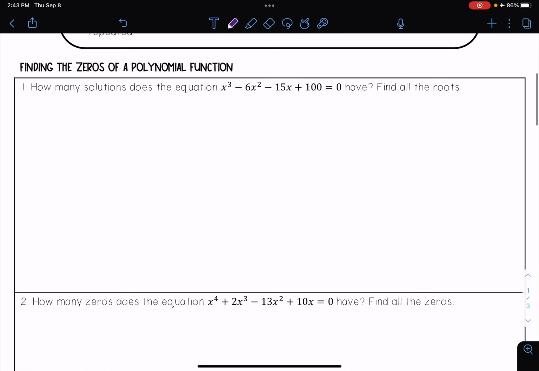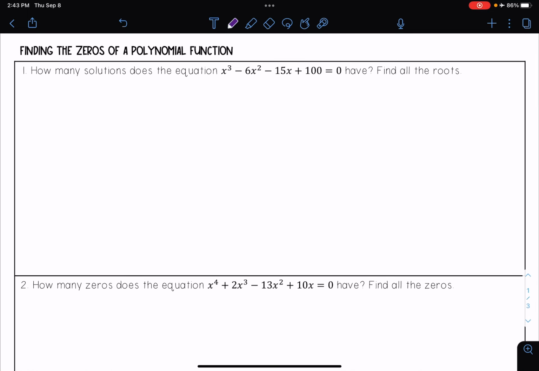So let's practice finding the zeros of a polynomial function. Number 1 says, how many solutions does the equation x cubed minus 6x squared minus 15x plus 100 equals 0 have? Find all the roots. Well, since this is a degree 3 polynomial, that means that this equation has 3 solutions. Okay, and now we're going to go ahead and find these solutions.